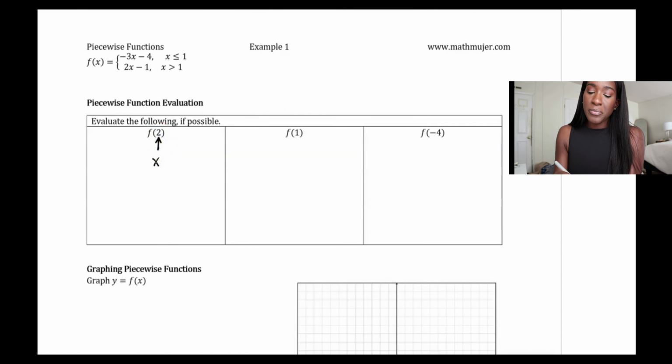Now when we are trying to decide how to plug that into the function, we have to figure out which piece of the function we are going to be using. Are we going to be using the first piece, that's the negative 3x minus 4 when x is less than or equal to 1?